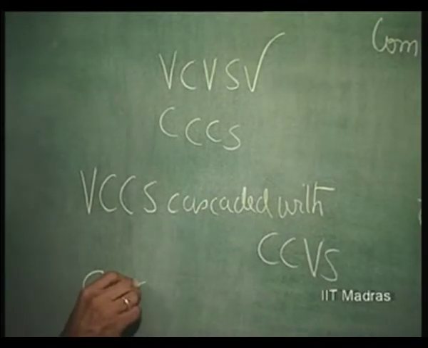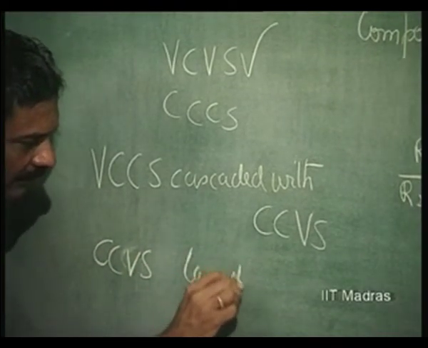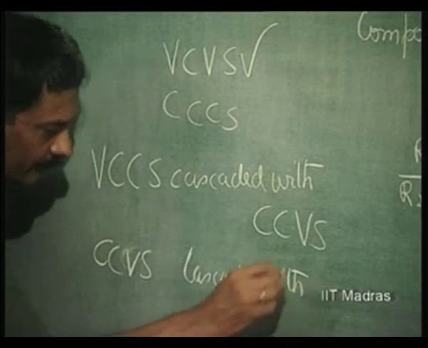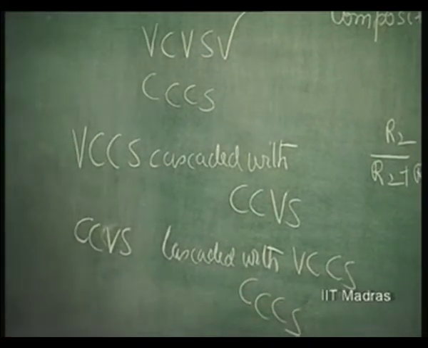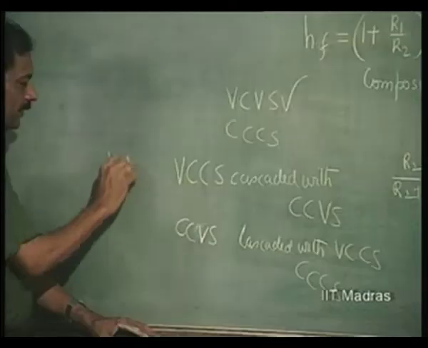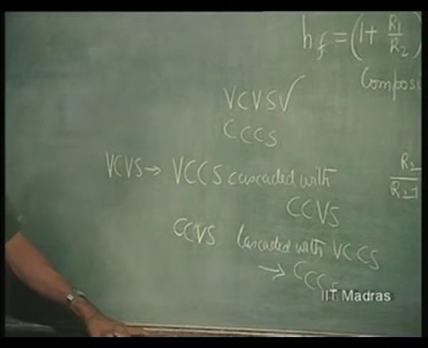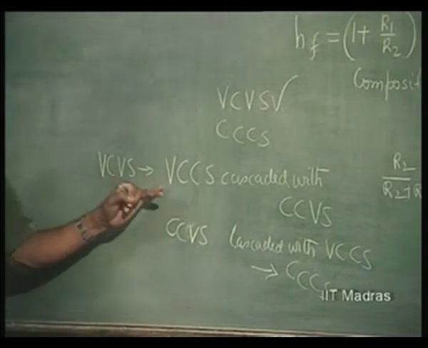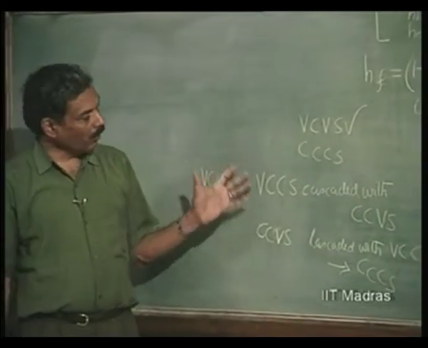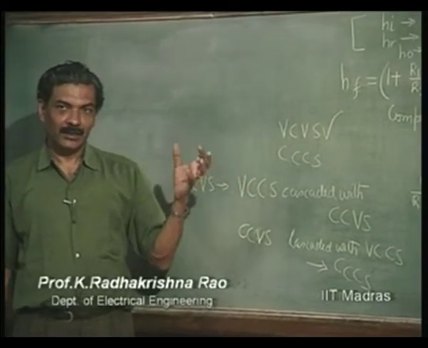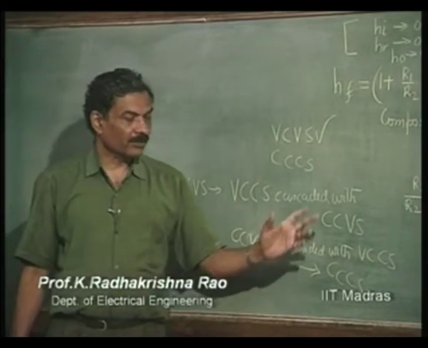Current controlled voltage source cascaded with voltage controlled current source will give you current controlled current source, right. So, this results in voltage controlled voltage source, this results in current controlled current source. So, if you are able to develop good voltage controlled current source and good current controlled voltage source, that is sufficient. You can realize all the idealized sources, that is voltage controlled voltage source, current controlled current source, current controlled voltage source, voltage controlled current source.